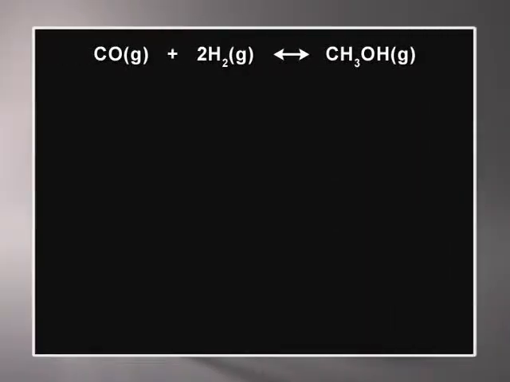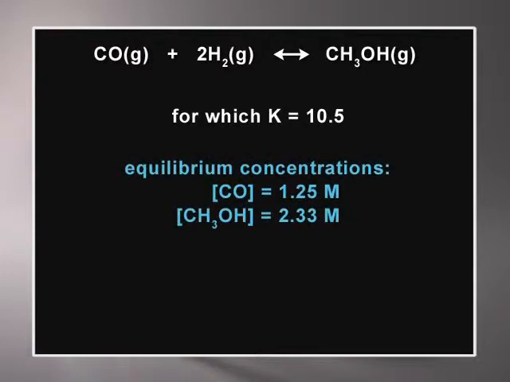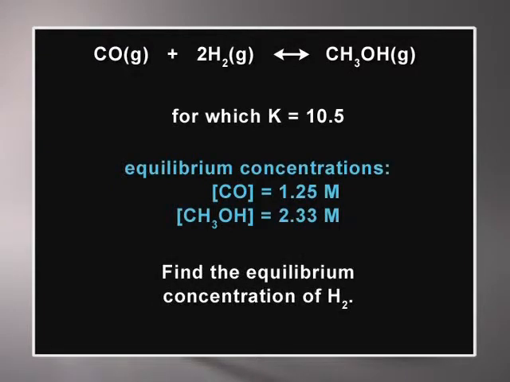Let's go back to the equation we used for our first problem, the reaction of carbon monoxide and hydrogen to form methanol, for which K is equal to 10.5. Given the equilibrium concentrations of carbon monoxide and methanol that you see on the screen, find the equilibrium concentration of hydrogen.